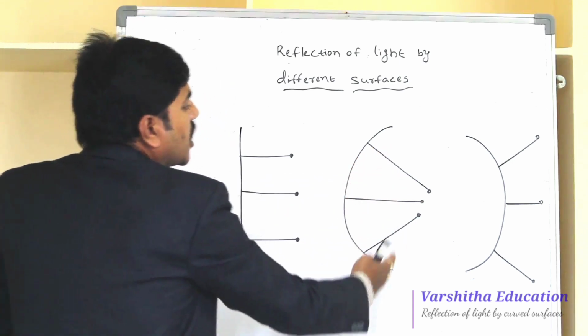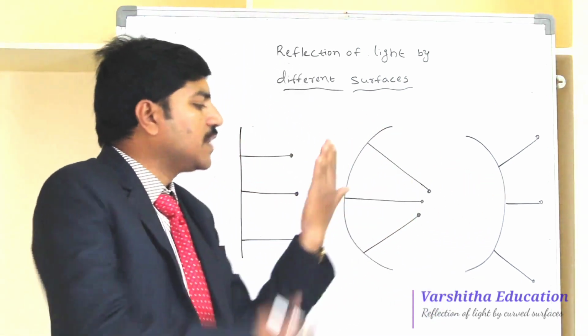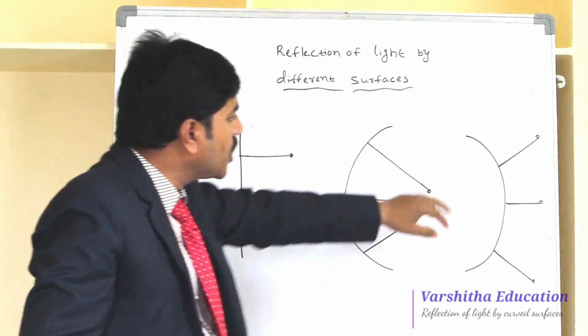Then in the third step, I can do this. Once you see here, I curve it outward. For example, this is a surface now. I curve it like this. Then automatically what will happen?